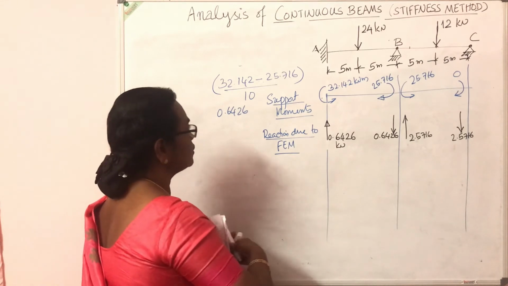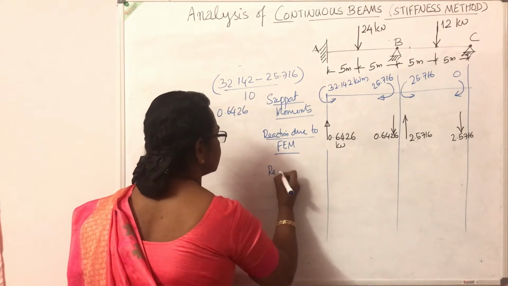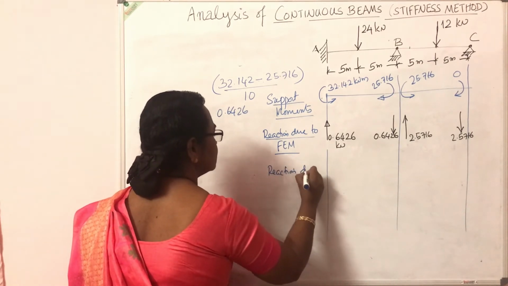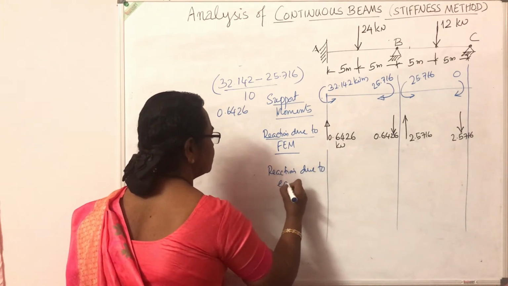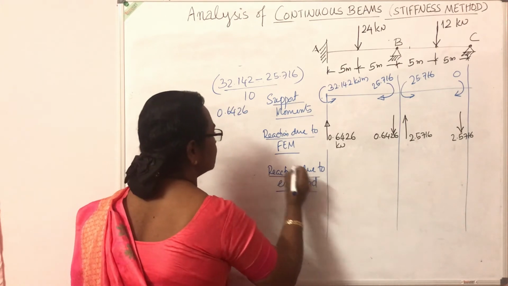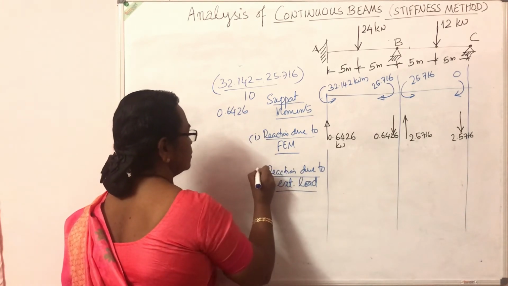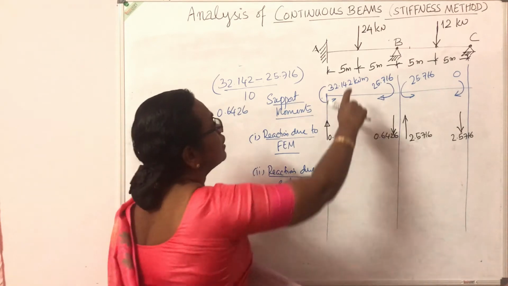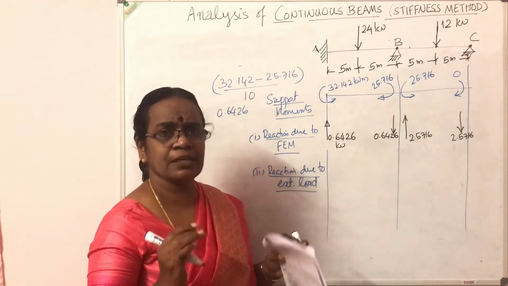Then there is the reaction due to external load. This is the first step, and this is the second step. The external load is 24 kilonewton, acting at the mid span.